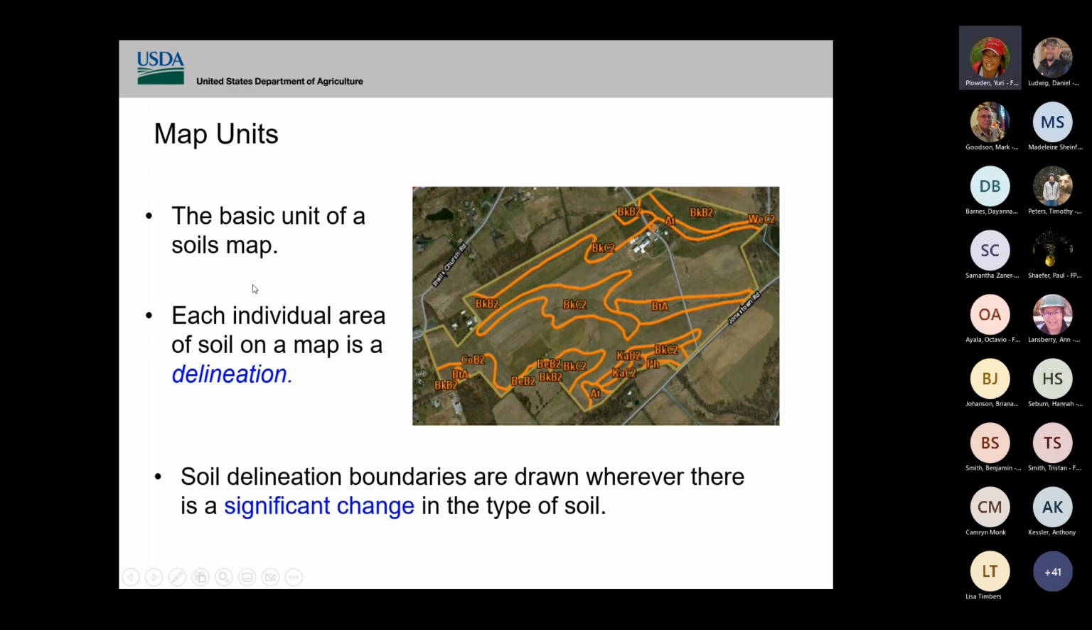All right, so each delineation on the soil survey map is called a map unit, and that's the basic unit of the soils map. Delineation boundaries are drawn wherever there is a significant change in the type of soil. That might be slope, a change in slope going from an A to a B slope. It might be color, drainage, parent material, or some significant change in vegetation that is suggestive that something in the soil has shifted, and that's why you have a different vegetation community.